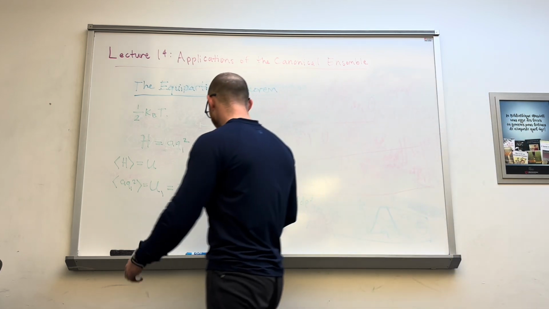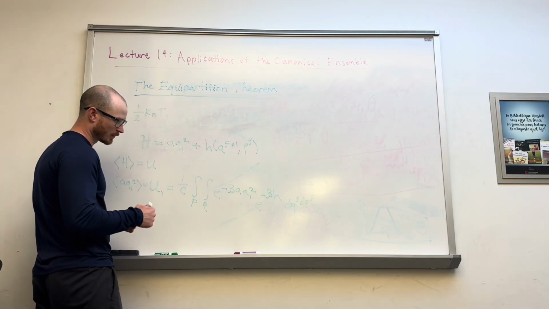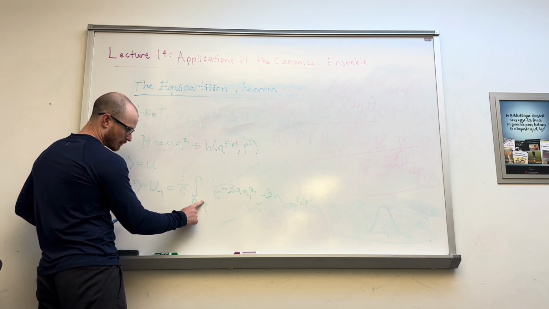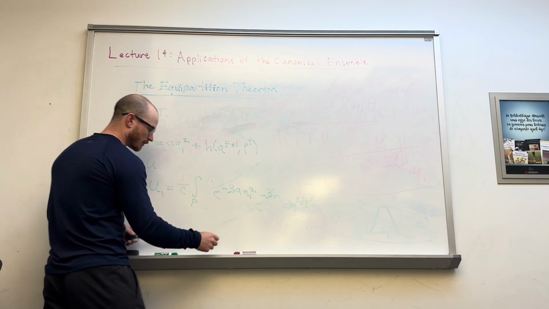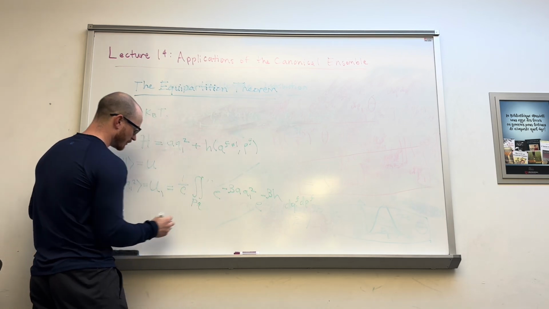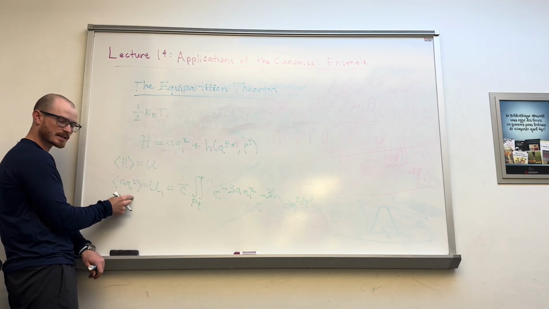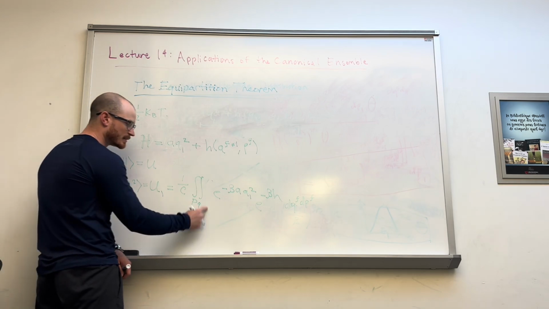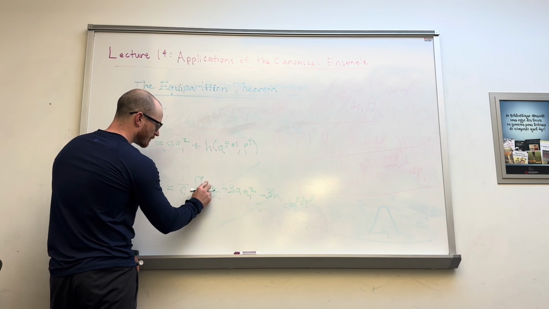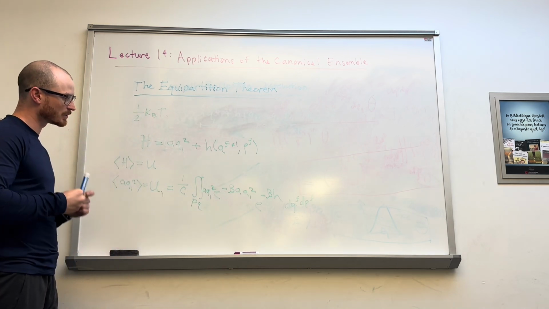Now, I'm missing something here. We have this integral, of course, but what I forgot to include is that for the expectation, we need to take this value and put it inside here, a q1 squared. So this is what we need to evaluate.